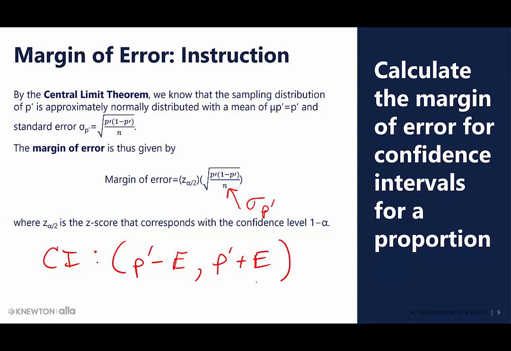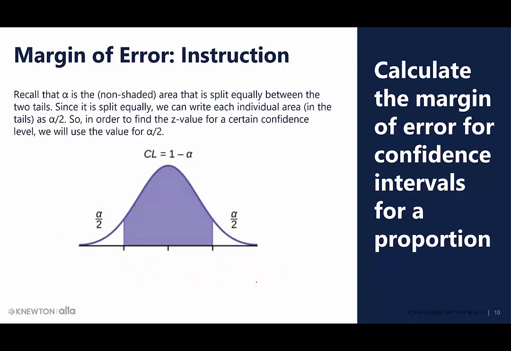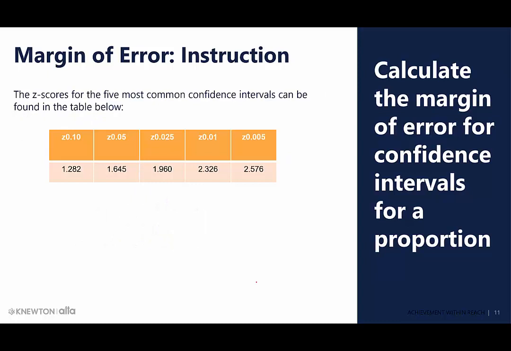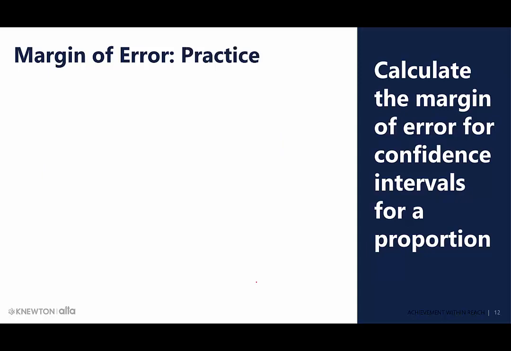But right now, let's slow it down and see if we can find margins of error. Here, they're showing you a picture reminding you that you have to take alpha, the remaining area that's not shaded, and divide it by 2. That's how you get the correct z-score. Here are some typical z-scores based off of that. If you want to go back to the video on confidence intervals for population mean when the standard deviation is known, I show you how to also calculate these using your calculator.